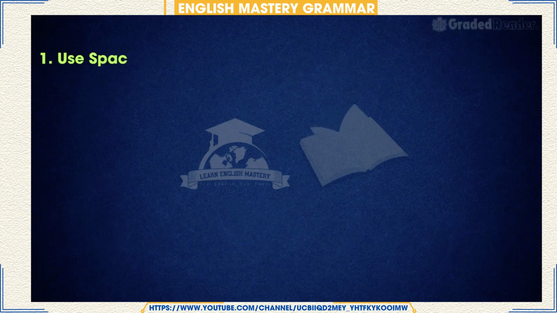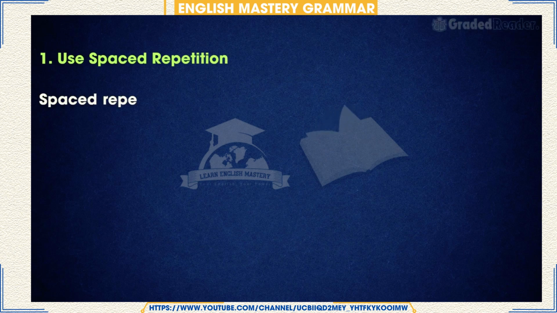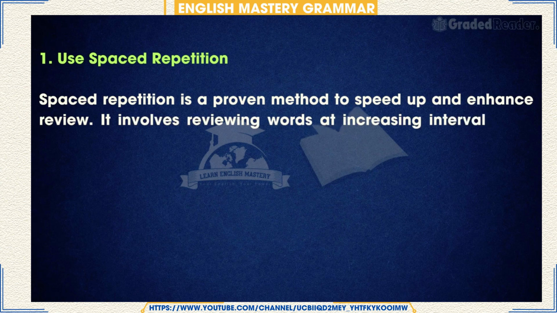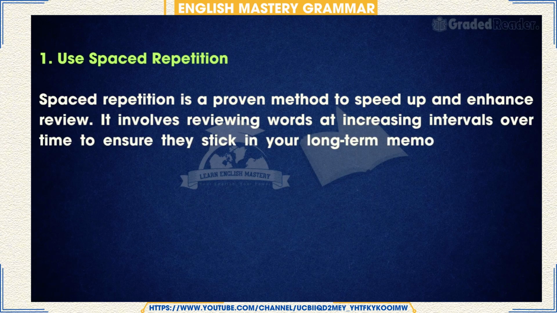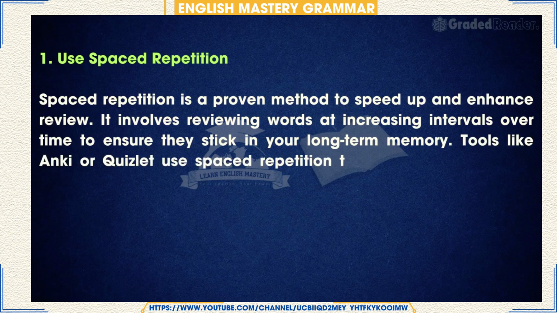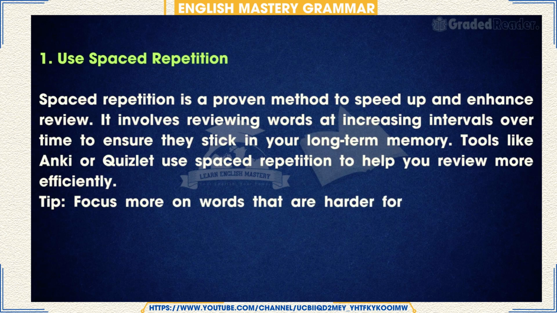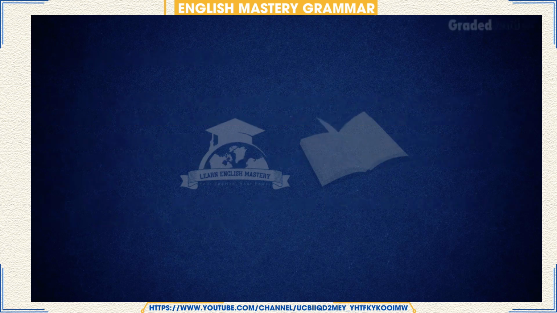1. Use spaced repetition. Spaced repetition is a proven method to speed up and enhance review. It involves reviewing words at increasing intervals over time to ensure they stick in your long-term memory. Tools like Anki or Quizlet use spaced repetition to help you review more efficiently. Tip: focus more on words that are harder for you and review easier words less frequently.